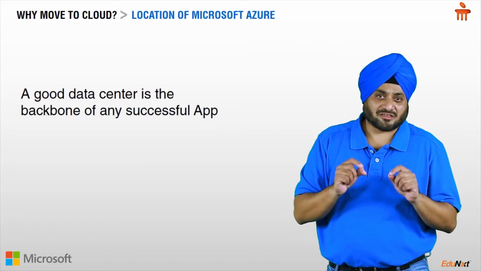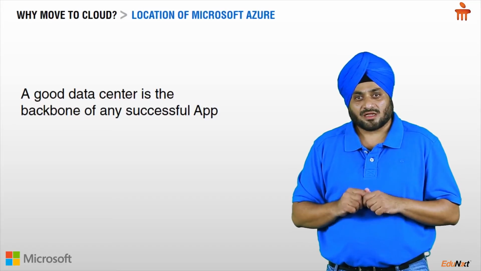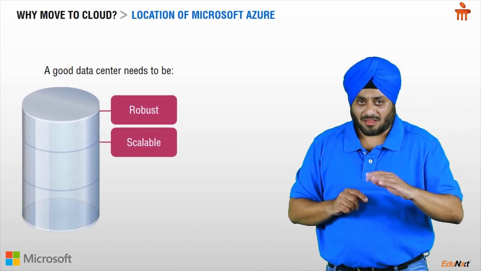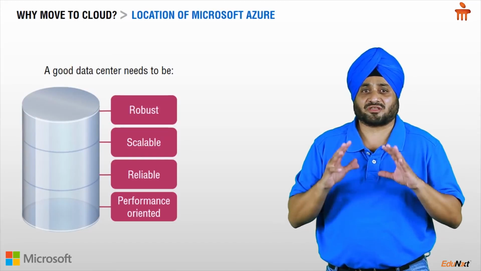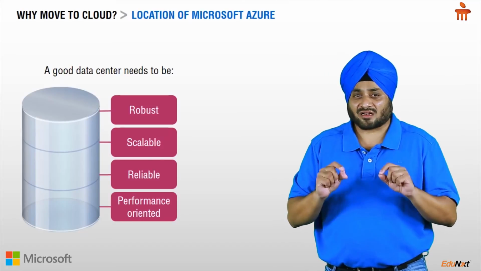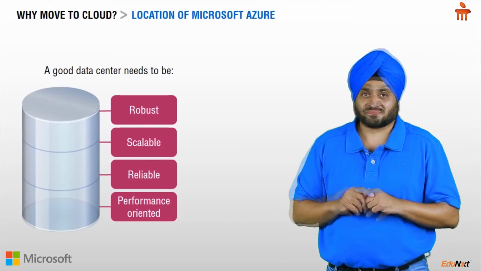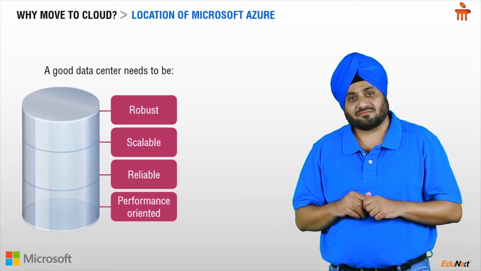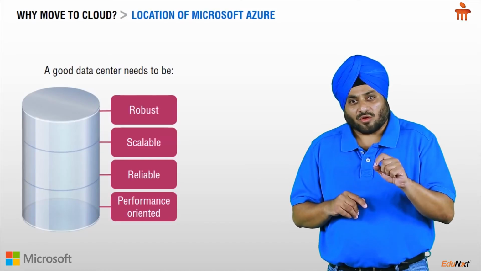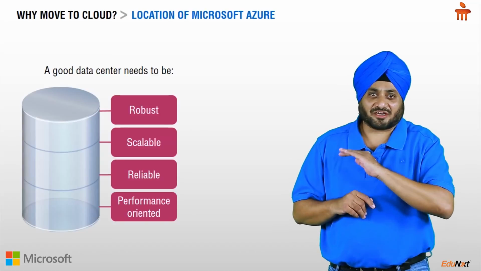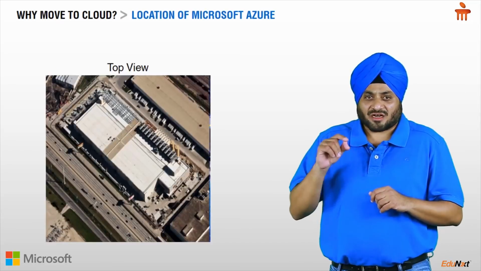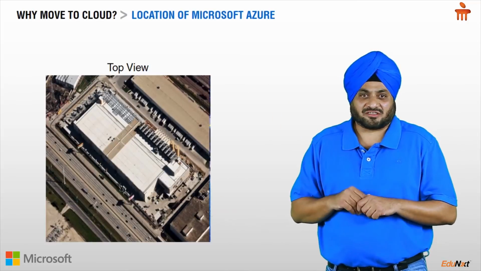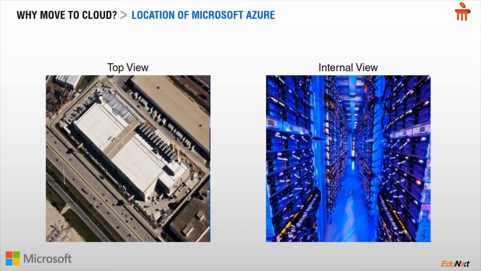A good data center is a backbone of any successful app. Let's take the example of Facebook or WhatsApp. They need to have a robust, scalable, reliable, performance-oriented infrastructure in the backend to store data and handle requests from millions of users. In today's world, the success of an application is attributed to data management in the backend. How it is saved over the cloud and synced over devices in real time. This is how one of the data centers looks like. This image shows the top view of the data center, and this image shows the internal view of the data center.